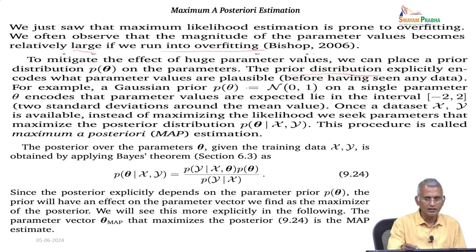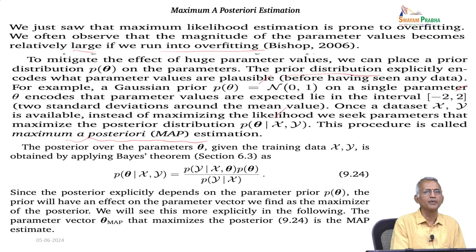For example, the Gaussian prior p of theta equal to N of 0, 1 on a single parameter theta encodes that parameter values are expected to lie in the interval minus 2 to 2, which is two standard deviations around the mean value. Once data x and y are available, instead of maximizing the likelihood, we seek the parameter that maximizes the posterior distribution p of theta given x, y. This procedure is called maximum a posteriori estimation.